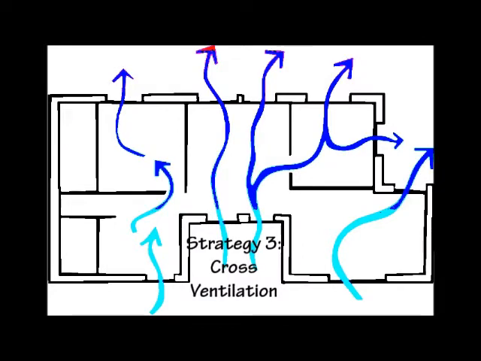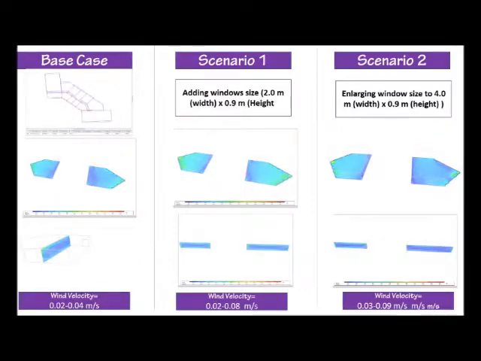The third strategy implemented in this study was cross ventilation. The wind velocity achieved in the base case was 0.02 to 0.04 meters per second. Scenario number 1 was adding windows of 2 meters by 2.9 meters in the building facade. The wind velocity achieved in the first scenario was 0.02 to 0.08 meters per second.